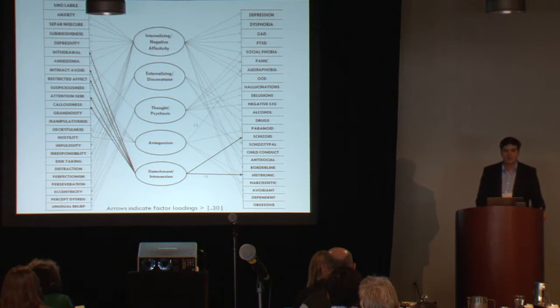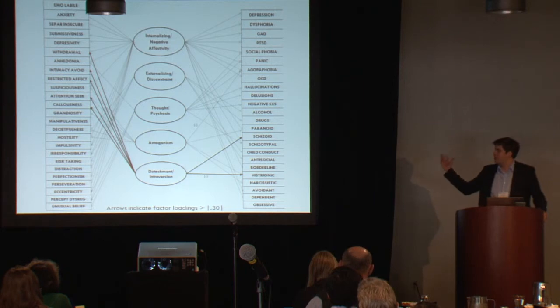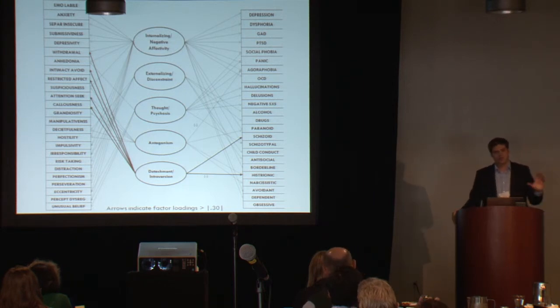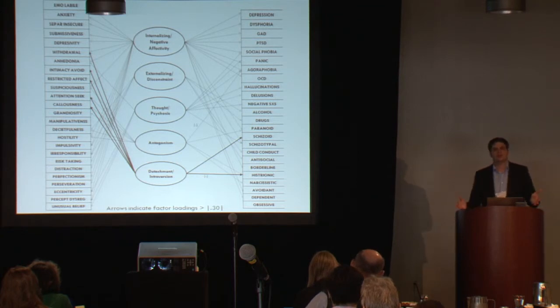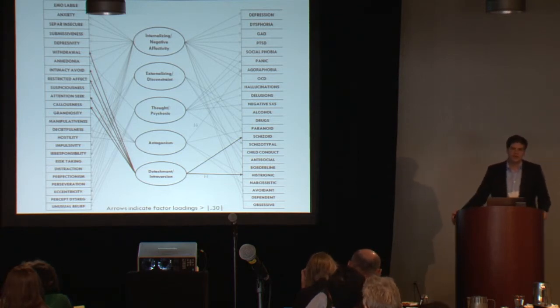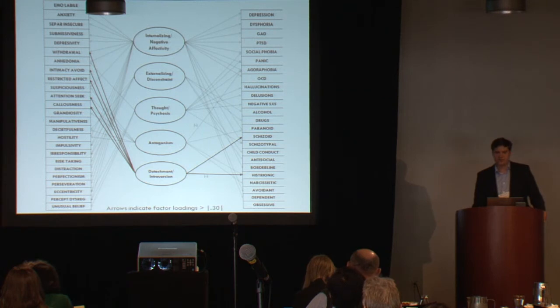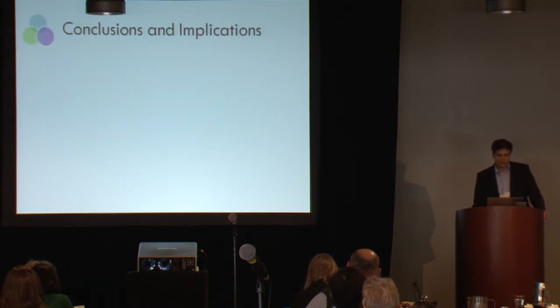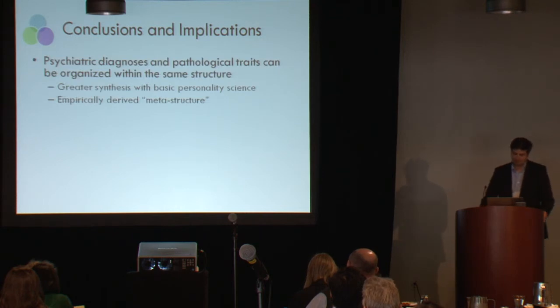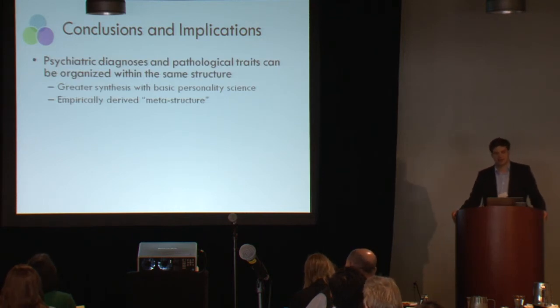So in many ways, this comes out in a very orderly fashion where across both types of measures, both the clinical interview and the self-report on the PID-5, we see these broad domains that cut across diagnoses in ways that make lots of conceptual sense. So in conclusion, I think that this suggests that psychiatric diagnoses and pathological traits can be organized within the same structure.